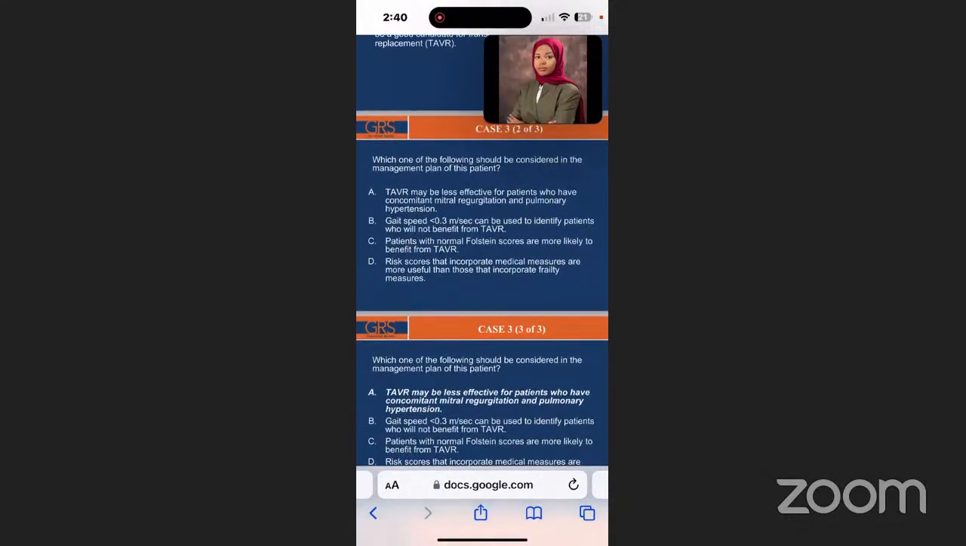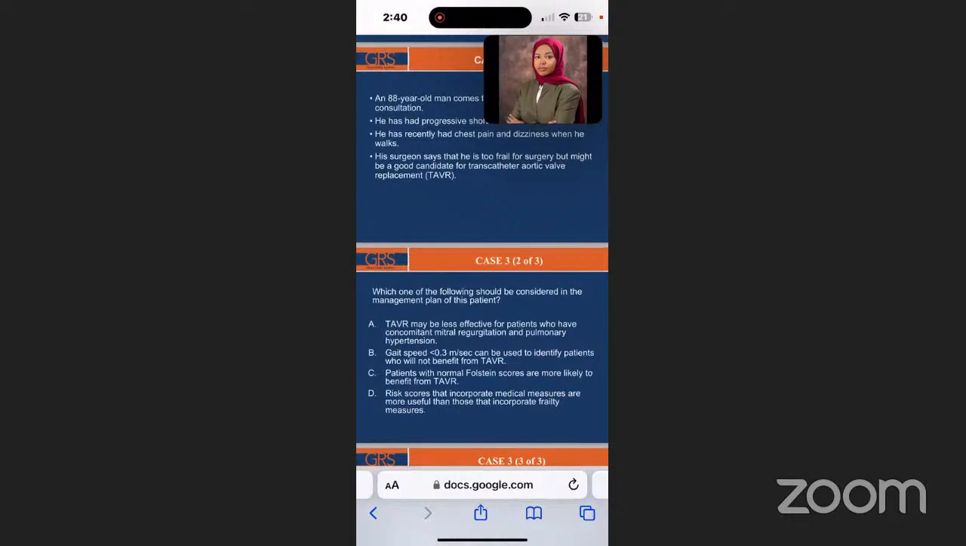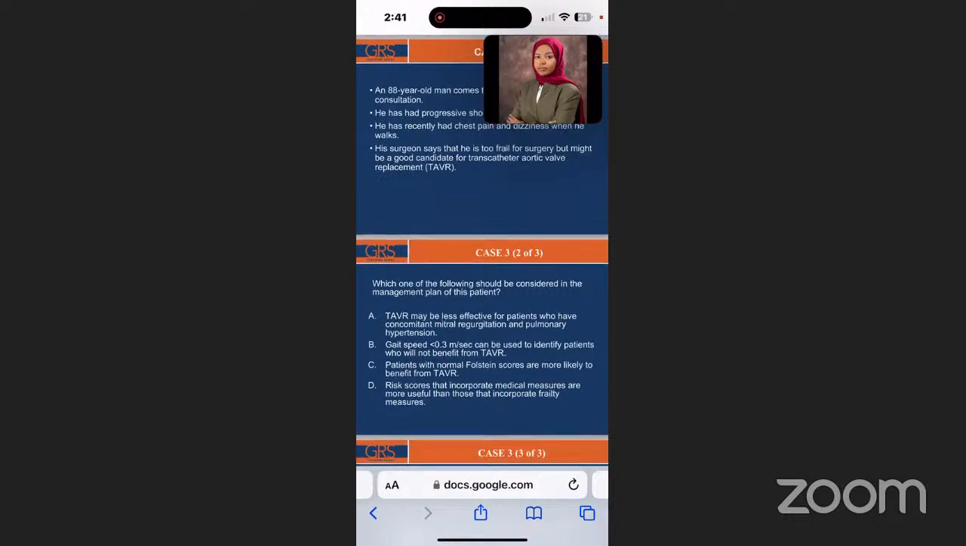Number 1, transcatheter valve replacement might be less effective for patients who have concomitant mitral regurgitation and pulmonary hypertension. Number 2, gait speed less than 0.3 meters per second can be used to identify patients who will not benefit from this repair. Number 3, patients with a normal Holstein score are more likely to benefit from this repair. Number 4, risk scores that incorporate medical measures are more useful for this patient than those that incorporate frailty measures. We can give 30 seconds.